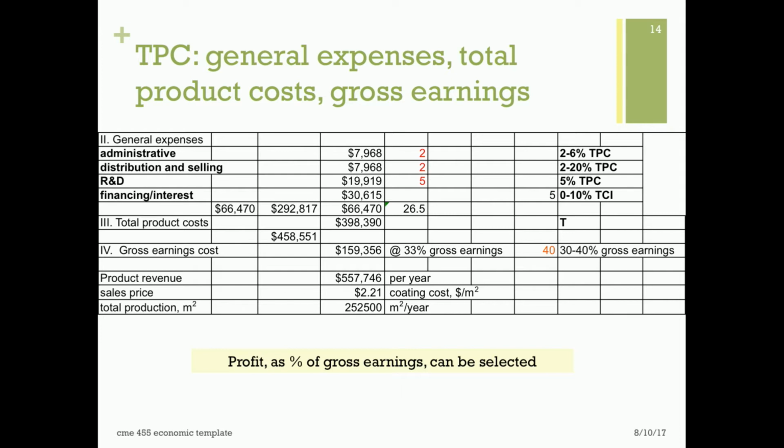That puts the sales price at $2.21 per square meter. I've also put down here the total production in terms of square meters of the membrane. So we generate this number, we put in how much we're going to make. This tells us what the selling price needs to be in order to generate a 40% gross earnings profit for the company.